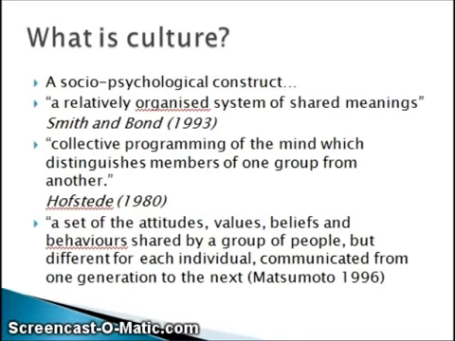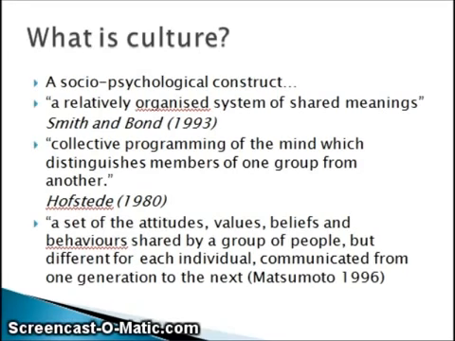So what is a culture? These are some definitions of culture. A relatively organized system of shared meanings, collective programming of the mind which distinguishes members of one group from another. That's by Hofstede. Hofstede is going to be a big part of this particular presentation because he comes up with the ideas of collectivist and individualistic cultures. Or we could say it's a set of attitudes, values, beliefs and behaviours shared by a group of people, but different for each individual, communicated from one generation to the next.